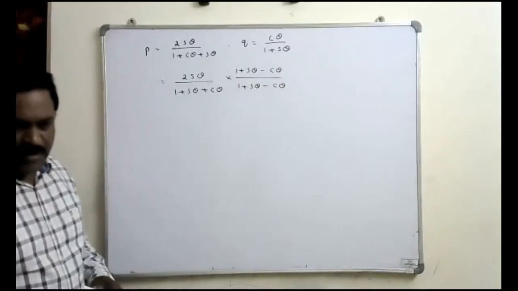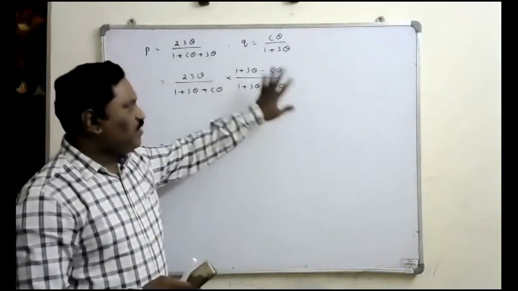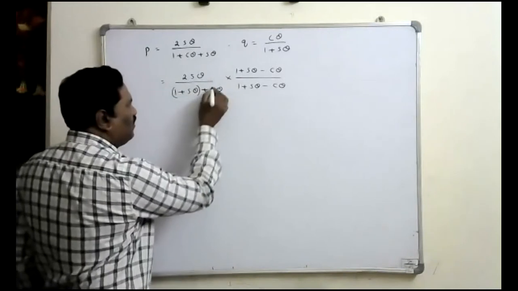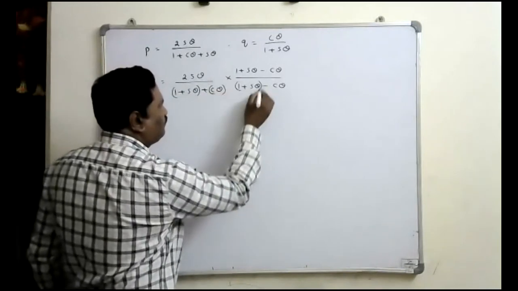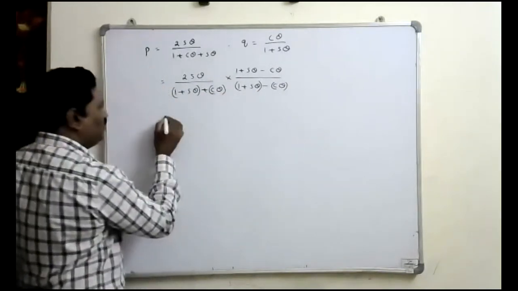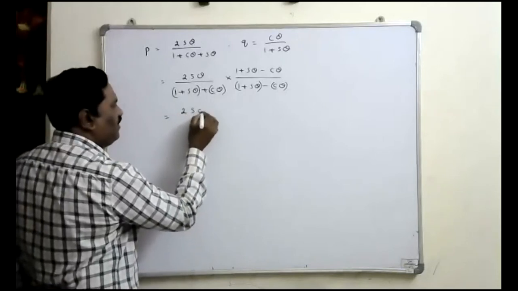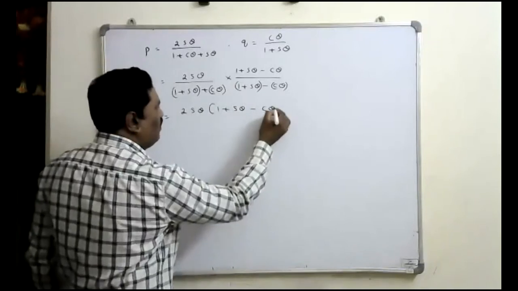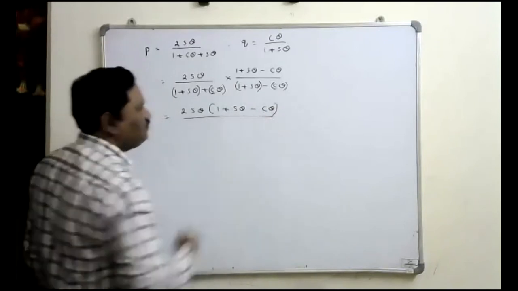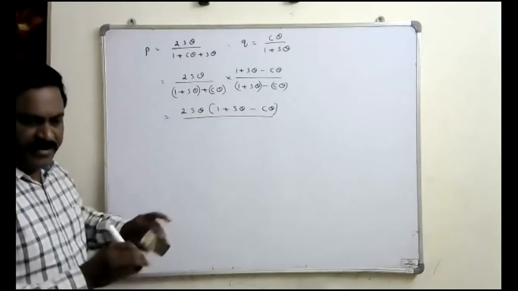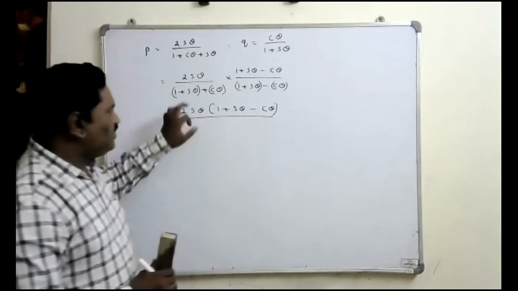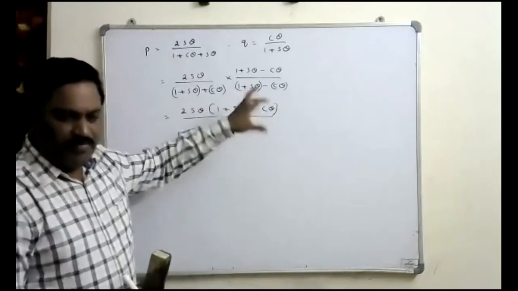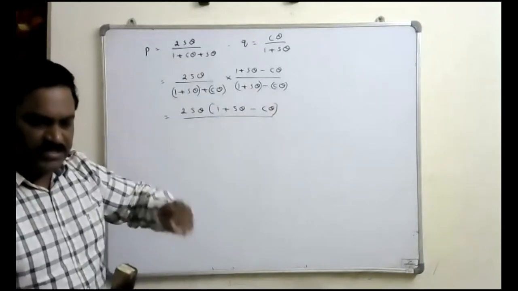First equation, multiply and divide by 1 plus sin theta minus cos theta. Here consider 1 plus sin theta as one term and cos theta as the second term. Then it is 2 sin theta into 1 plus sin theta minus cos theta upon. Now, if you multiply the denominator, we can observe that it is in the form of a plus b into a minus b. If you multiply these two, that is a square minus b square.